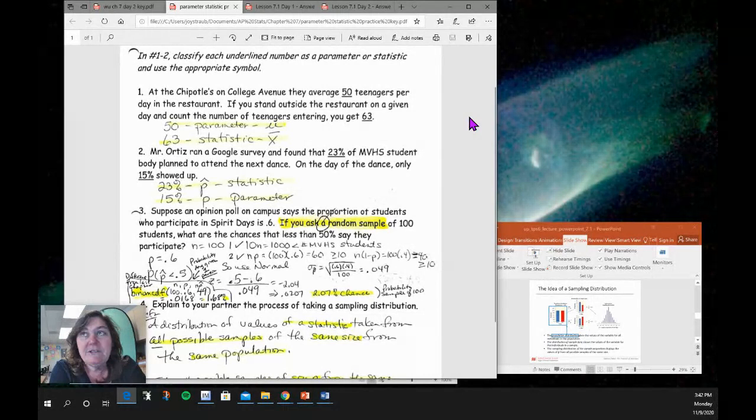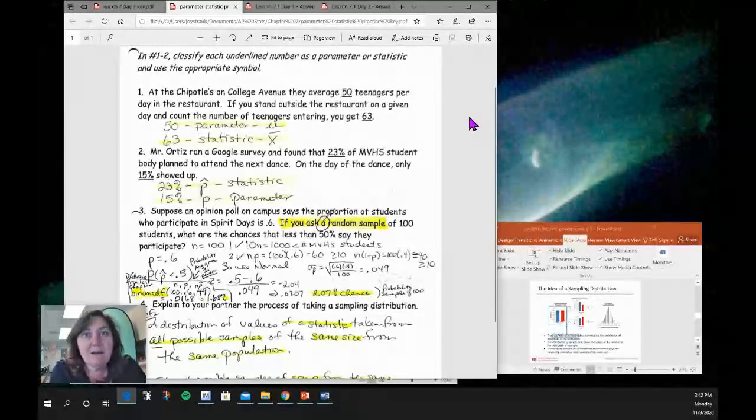This is now your statistic, okay? Your statistic X bar, you'd say, well, actually on this day we had 63 students come in, okay? What about number 2? Mr. Ortiz ran a Google survey. Oh, a survey, that must be getting a sample that found 23% of the student body plan to attend the next dance. So this is our statistic.